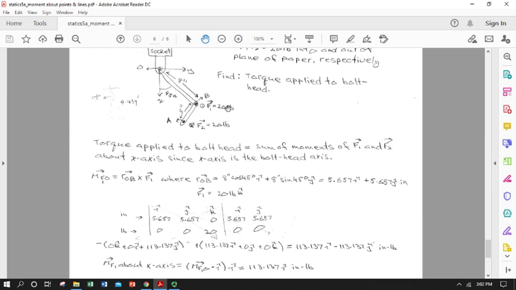But maybe say one of these was 18 pounds, the other 20, it wouldn't be a couple anymore, so we'd do them separately. Okay, so first we got to get different radii.